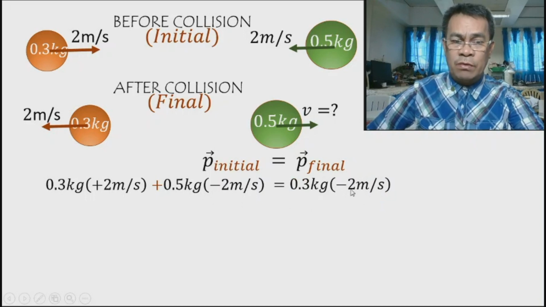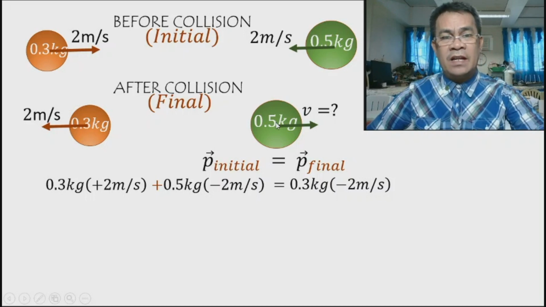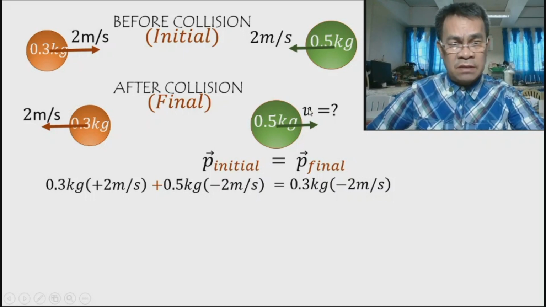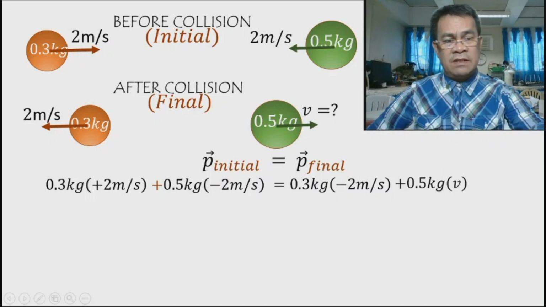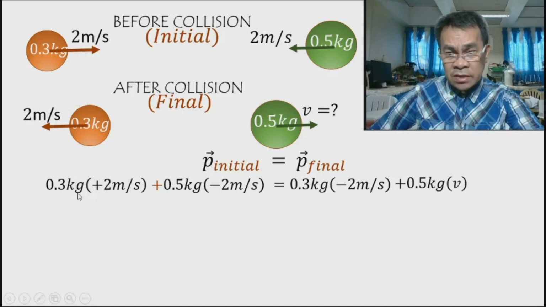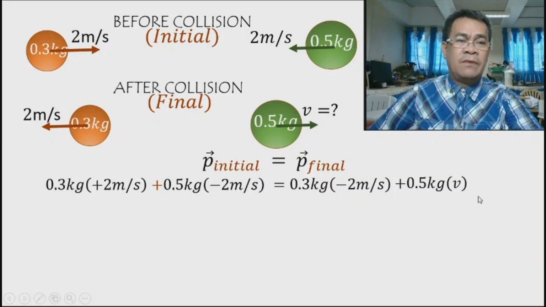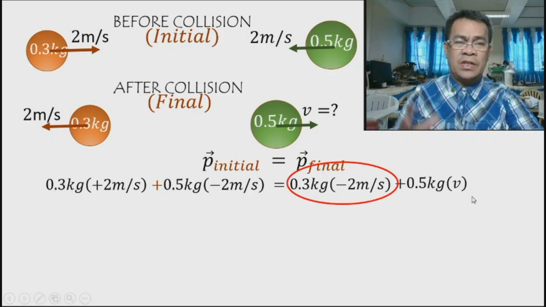So this will be the momentum of the 0.3 kilogram object in the final state, added to the momentum of the 0.5 kilogram object in the final state. It should be this mass, 0.5, times the velocity. So the unknown is v. Okay? So look at the equation. The equation contains only one variable, and that is v. So therefore, use algebra.